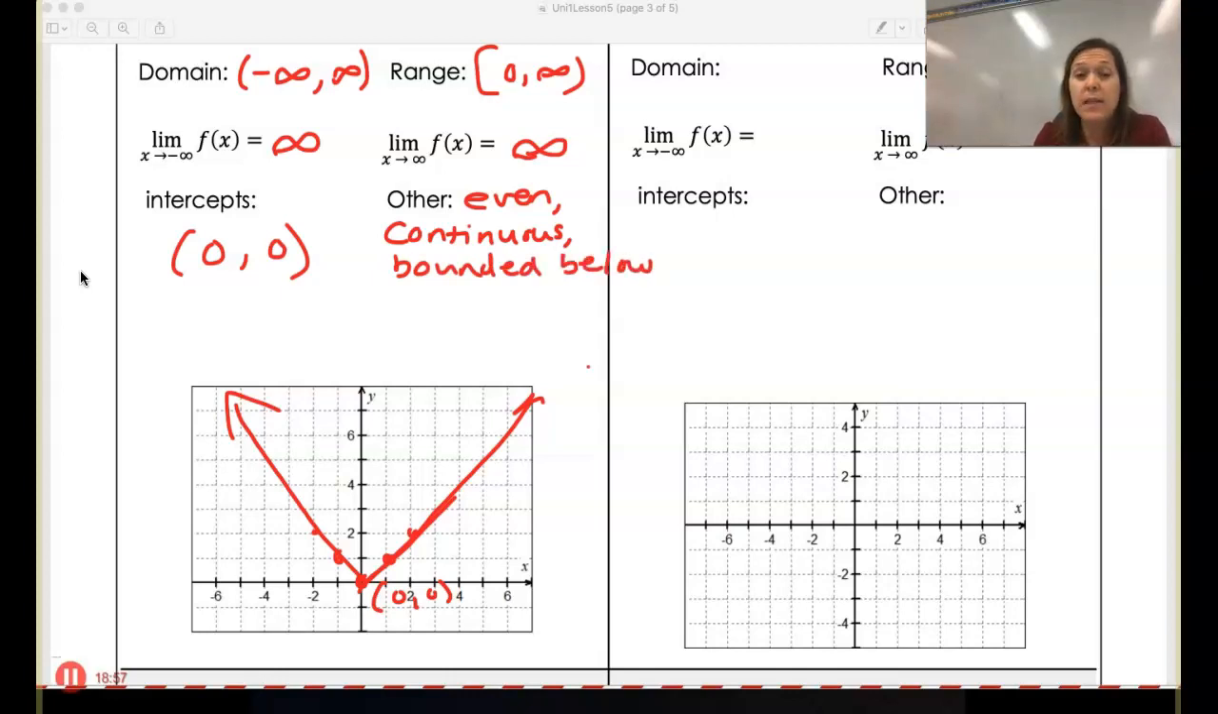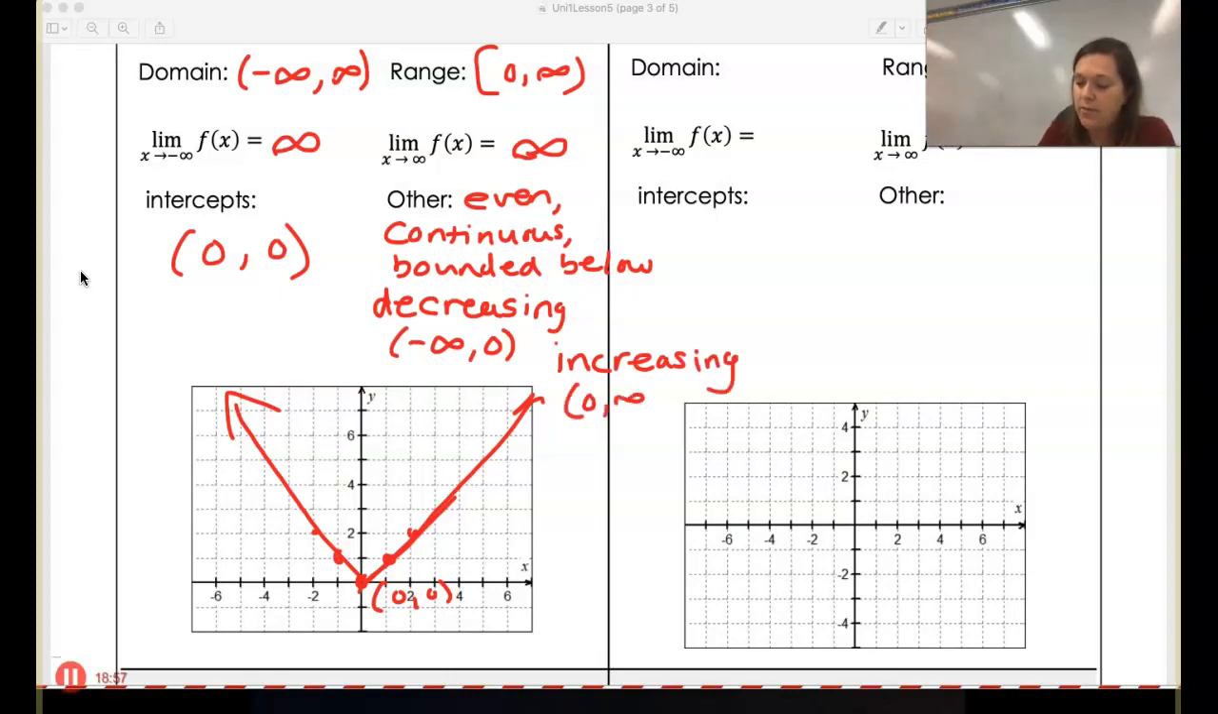Let's talk about increasing and decreasing. We definitely have two different situations. It's decreasing on the interval -infinity to 0. And then we could say that it's increasing, moving over to this space, on the interval 0 to infinity. And I think that's it.